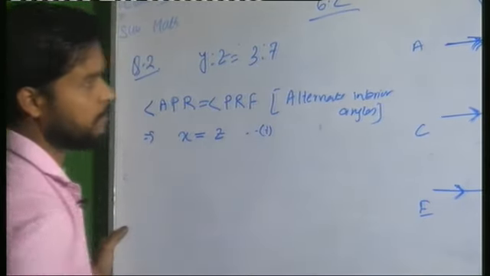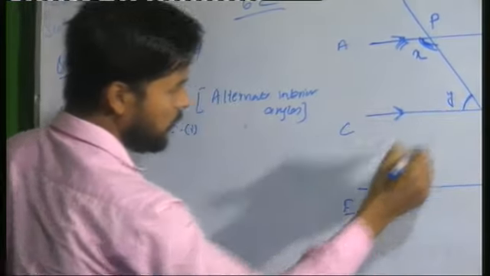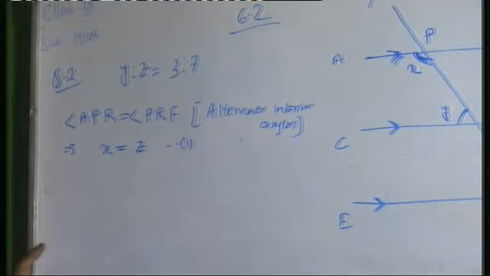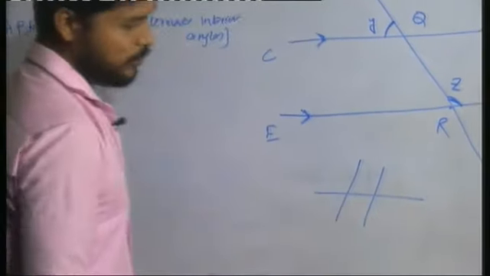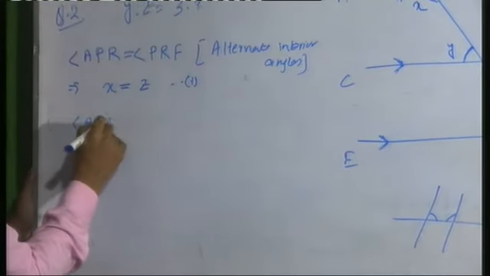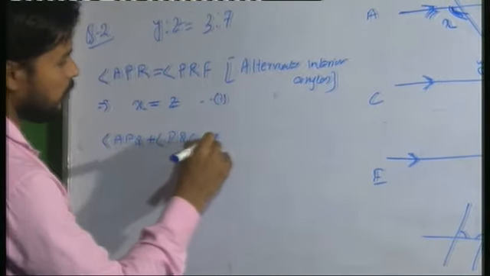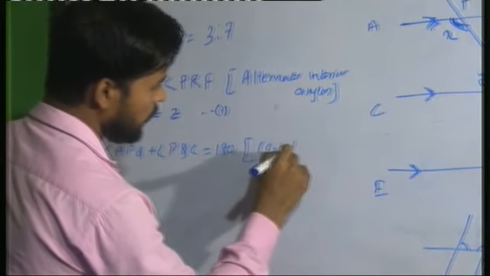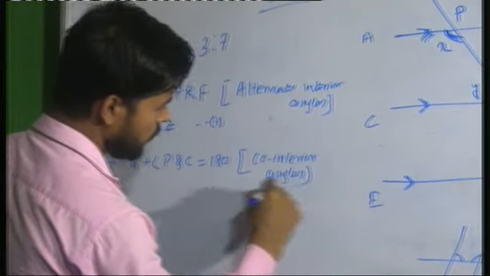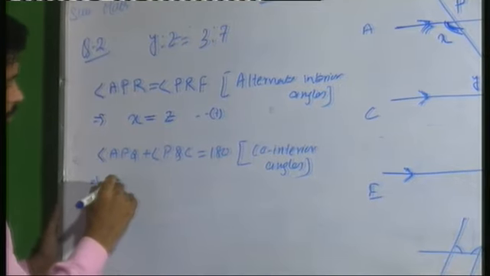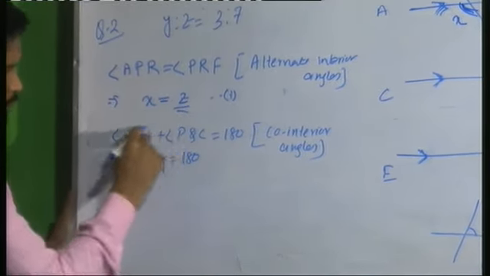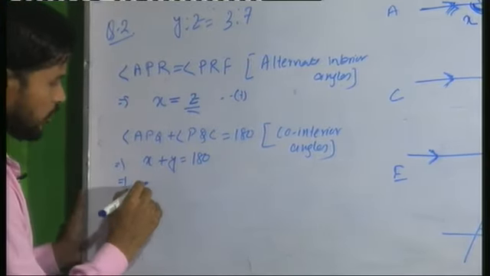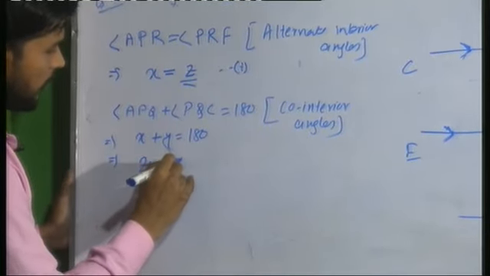Let this be an equation. Also look, these two angles, this angle and this angle, are co-interior angles, and we know that the sum of co-interior angles is equal to 180. Means if there are two parallel lines and one transversal, the sum of these two co-interior angles is equal to 180 degrees. That means angle APQ plus angle PQC is equal to 180. Why? Because they are co-interior angles. So what is the value of APQ? That is x plus y, that is equal to 180 degrees. Now in place of x we can put z, because x equal to z we have already derived as equation number 3. So z plus y is equal to 180 degrees.